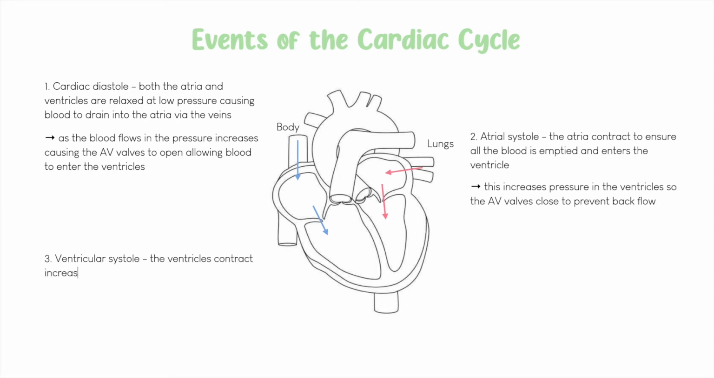Next is ventricular systole, where the ventricles contract, increasing the pressure of the ventricles. Blood then leaves the heart through the SL valves. So it can either be leaving the heart to go to the lungs via the pulmonary artery, which is the blue arrows, or leaving the heart to go to the rest of the body via the aorta, which is the red arrows. So here we're looking at ECGs.